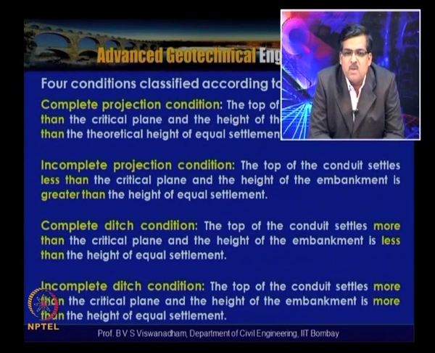So, we have complete projection condition and incomplete projection condition. The difference between them is that in the complete projection condition, the top of the conduit settles less than the critical plane and the height of the embankment is less than the theoretical height of equal settlement. In the case of incomplete projection condition, the top of the conduit settles less than the critical plane and the height of the embankment is greater than the height of equal settlement. In the case of complete ditch condition, the top of the conduit settles more than the critical plane and the height of the embankment is less than the height of the equal settlement. In the incomplete ditch condition, the top of the conduit settles more than the critical plane and the height of the embankment is more than the height of the equal settlement.